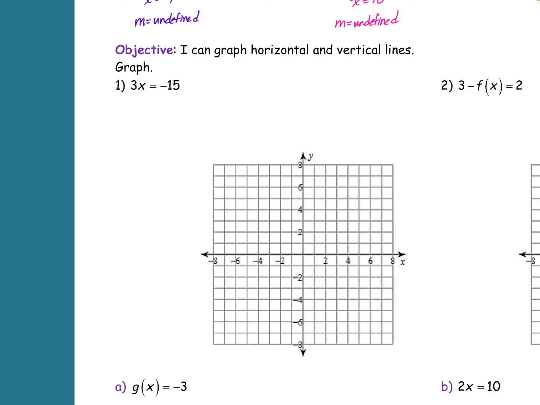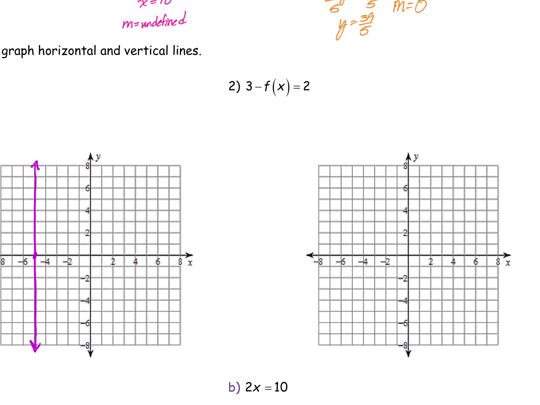I know. Okay, in order to graph, I need to solve for the variable. So I'm going to divide by 3. And x equals negative 5. So if it's x equals negative 5, is it horizontal or vertical? Vertical, good, because it's x equals, right? And it's going through x equals negative 5, so I'm going to go on my x-axis to negative 5, and I'm drawing a vertical line. Boom, done. Is that okay? Not bad?